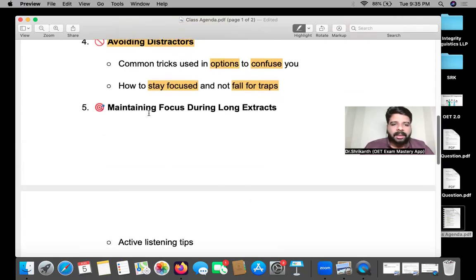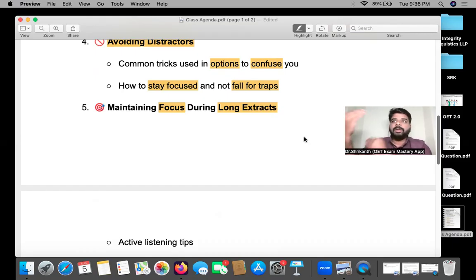Right. And then maintaining focus for long extracts. Now you see over here, you are doing listening part A, then you're doing listening part B, and then you're doing listening part C1, extract 1, and then you're doing listening part C2. So do you think you will be having the same amount of energy in listening, that is in the end of the listening versus the beginning of the listening?